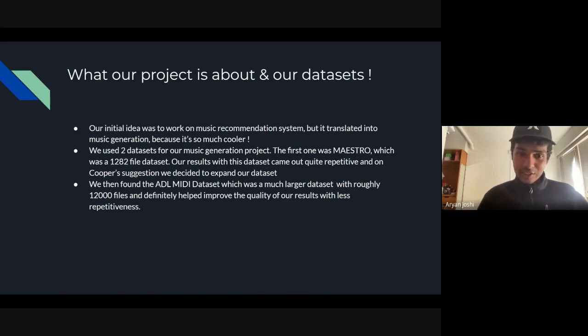For our data sets, we used two data sets primarily for our project. The first one was Maestro. It's a 1300 file data set, but the results we got from that were quite repetitive and not as good as we wanted them to be. So on Cooper's suggestion, we started to expand our data set a little bit more. Then we found the ADL data set, which was much better and larger. It had around 12,000 to 13,000 files, and it definitely helped improve the quality of our results, and our results were much less repetitive.